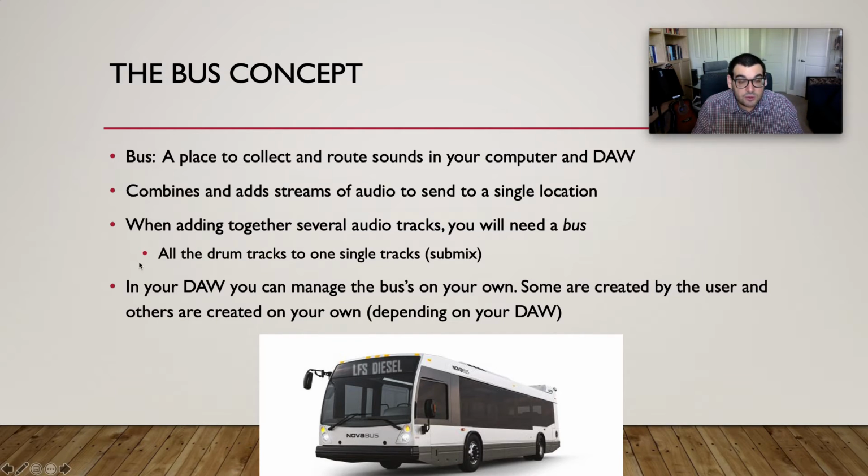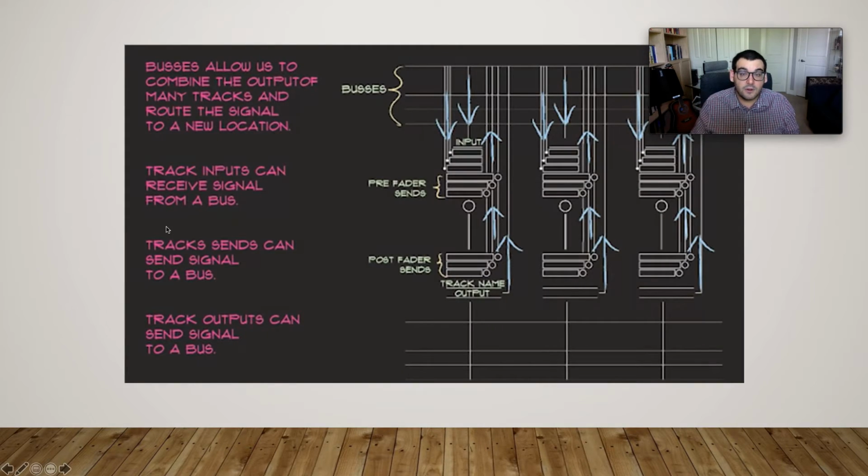In your DAW, you can manage the buses on your own. Some are created by the user, others are created on their own. Buses allow us to combine the outputs of many different tracks. Just like I said, you may have 3 different tracks that are allocated and associated to your drum kit, but you want to send them to one single bus. Track inputs can receive signals from a bus, and tracks send the signals to a bus.